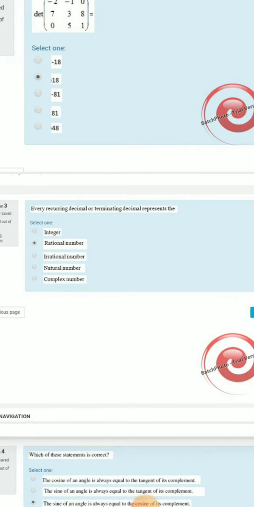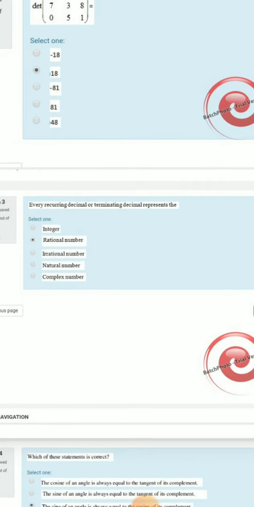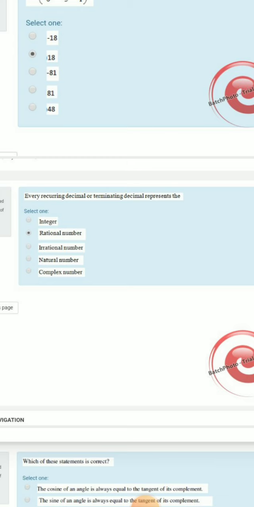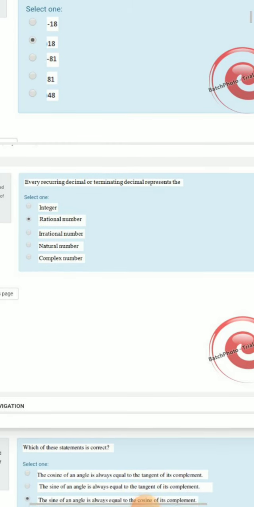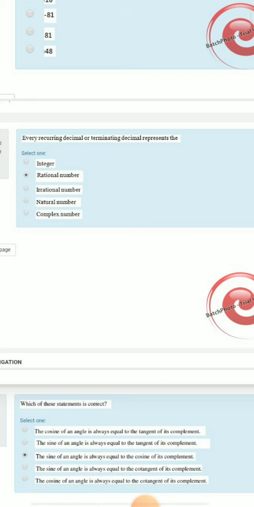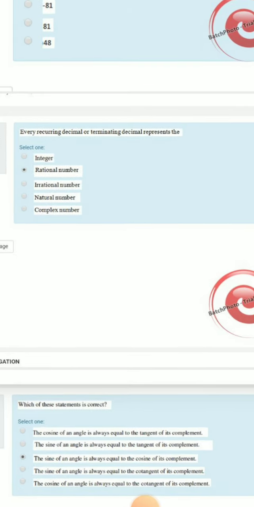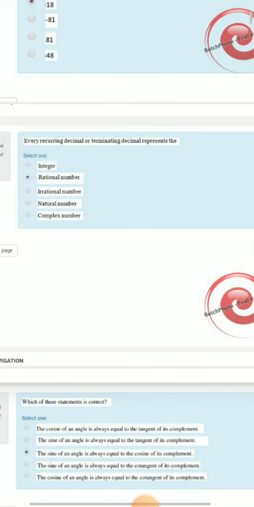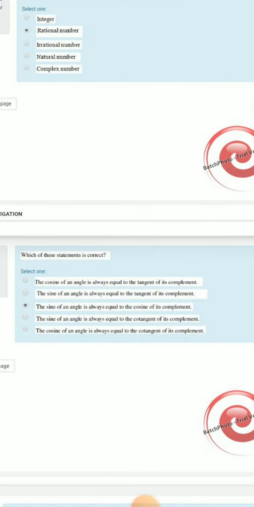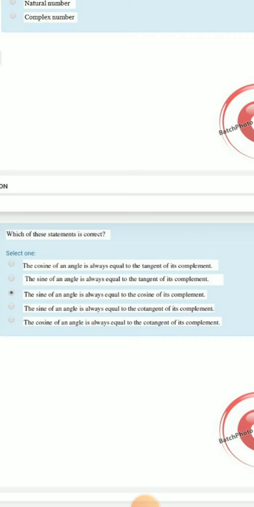Now the third question says every recurring decimal or terminating decimal represents the, actually that's supposed to be rational number, not irrational number. It's only an irrational number that has non-recurring or non-terminating decimal. Okay, the next question here says which of the following statements is correct?